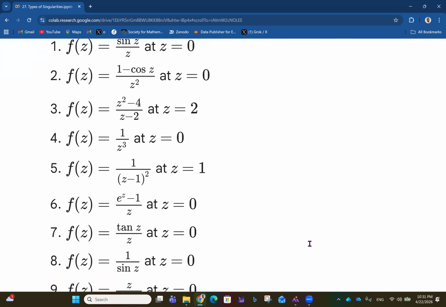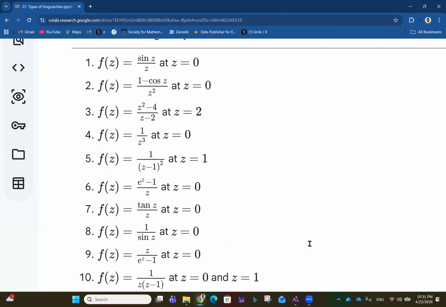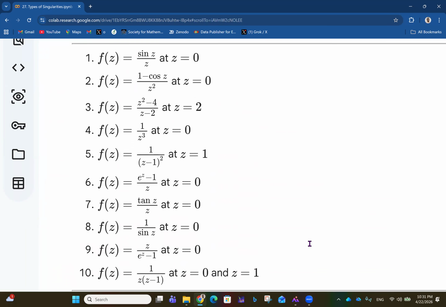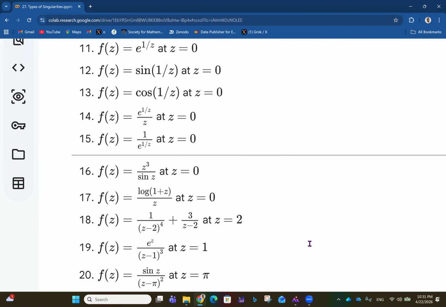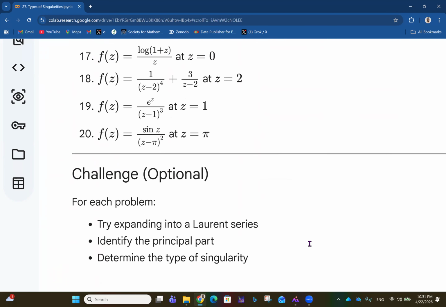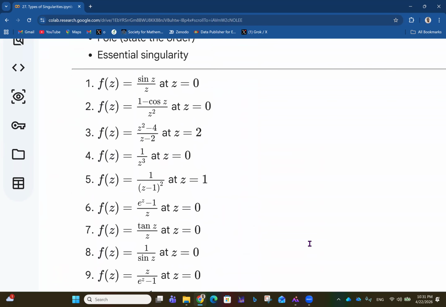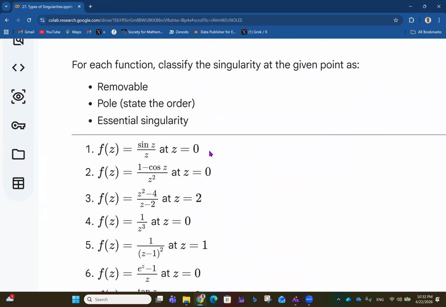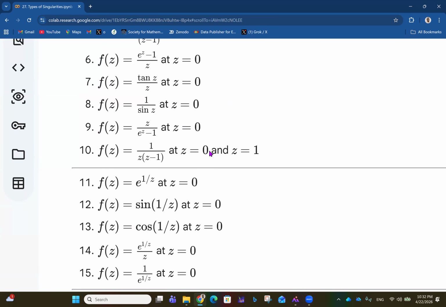We have the first 10 questions right here, and then the second 10. Can I fit all of that? Yeah, everything can still come in like that. So I'll be solving two of these. Of course, you have extra challenges. I'm solving questions 2 and 11. Question 2 is: f of z equals (1 minus cos z) over z squared at z equals 0. We want to classify the singularity at the given point, whether it is removable, a pole, or an essential singularity. And then we'll take question 11 also.